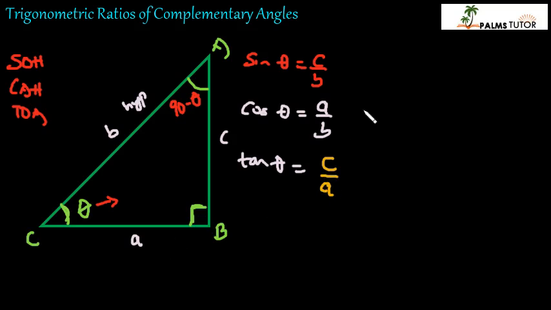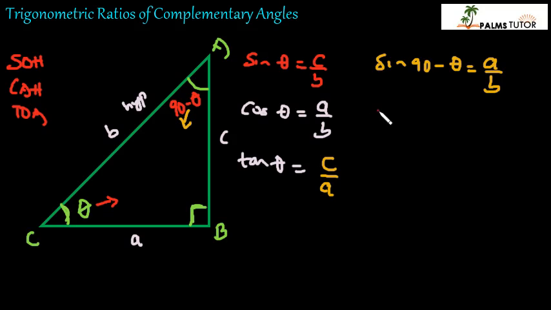So now, what is sine 90 minus theta? This angle here is 90 minus theta. The side opposite this angle is A, and our hypotenuse remains B. So we have A over B.